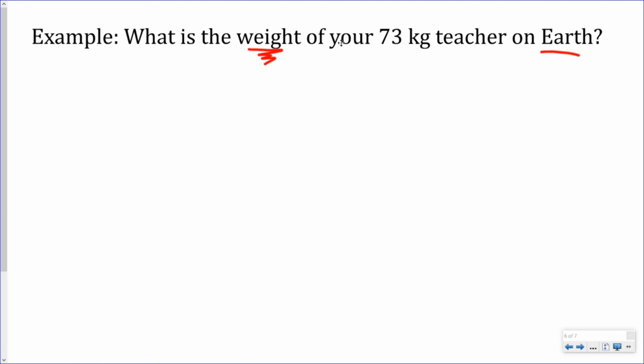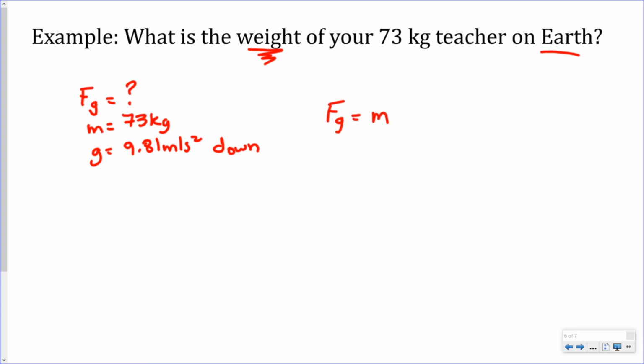Let's identify things: Fg, m, and g. Let's fill some stuff in. We know we're here on Earth, so g is 9.81 meters per second squared. Really we should be putting in direction, so that's down. My mass is 73 kilograms, and we're asking what is the weight? That is Fg. So we just write down our formula: Fg equals m times g.